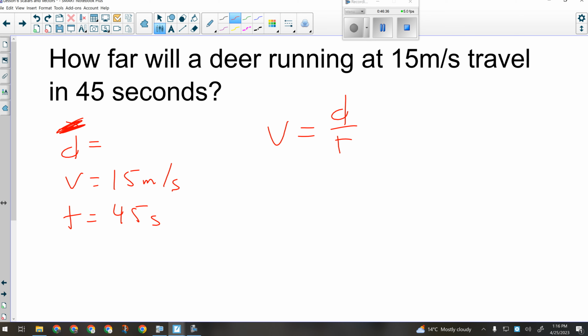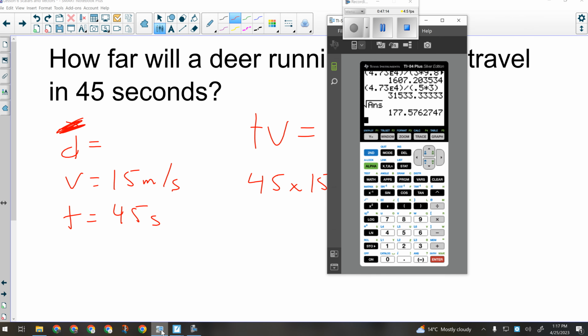I'm trying to solve for D. So what do I have to do with T to get D by itself? Where does T have to go? I have to multiply both sides. So T's gone there, T comes over here: time times speed. That makes sense. If I'm going 15 meters per second for 45 seconds, multiplying those two things together should tell me how far I go. So I'll take my 45 seconds, multiply it by 15 meters per second, and that will give me my total distance traveled.